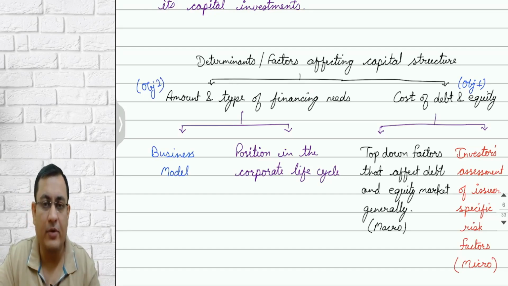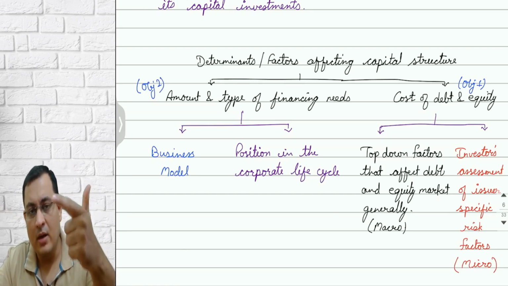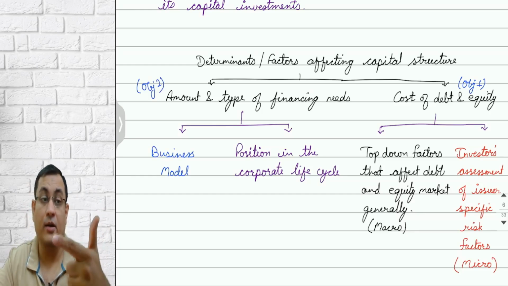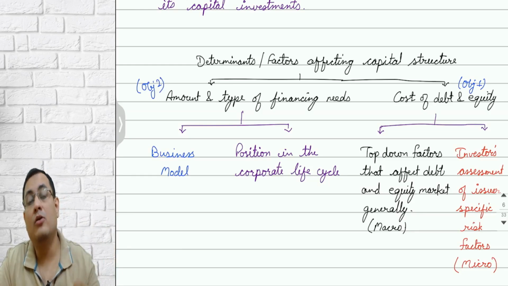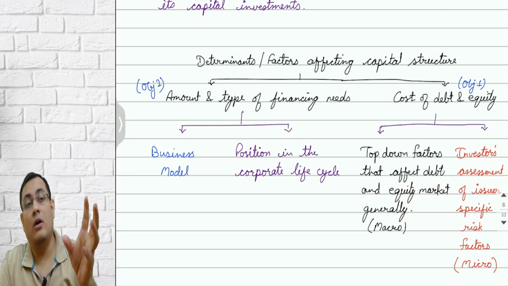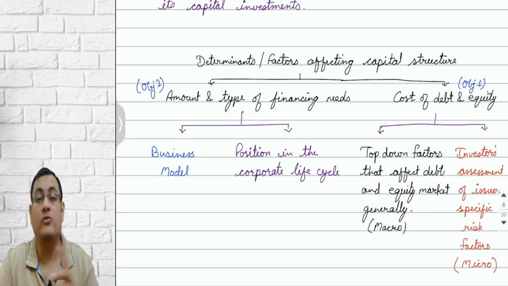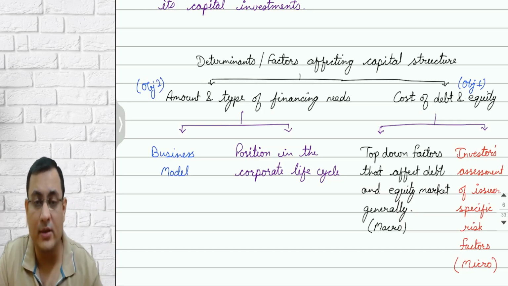So four types of factors are going to affect the capital structure. Number one, business model. Number two, your position in the corporate life cycle, which are going to affect your amount and timing, the amount and type of finance. And the second two types of factors, which are going to affect your cost of debt and equity, are economic factors, macroeconomic factors, which are affecting the overall economy per se, and your debt and equity investors equally.